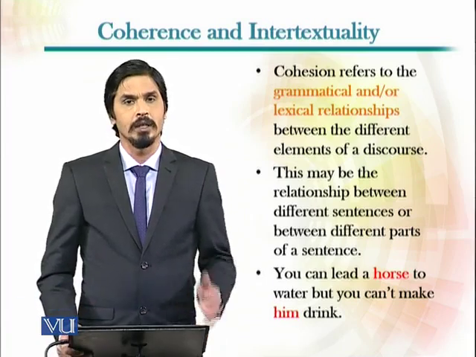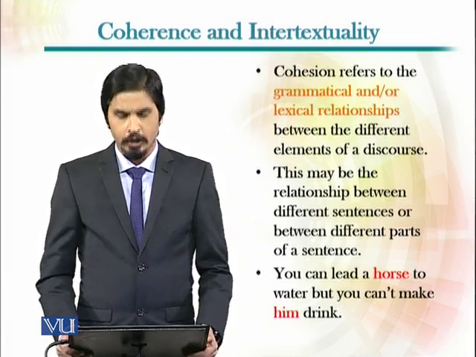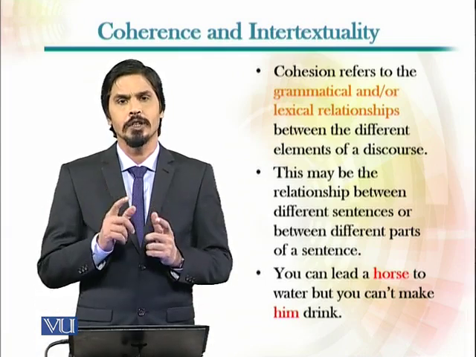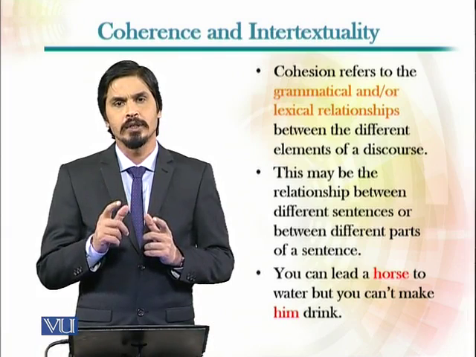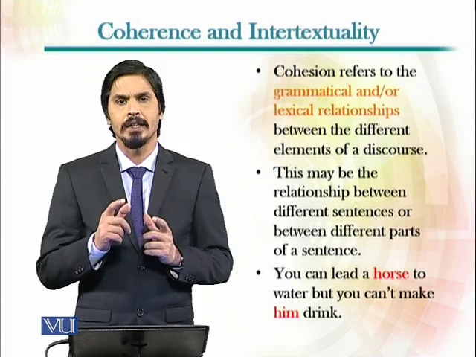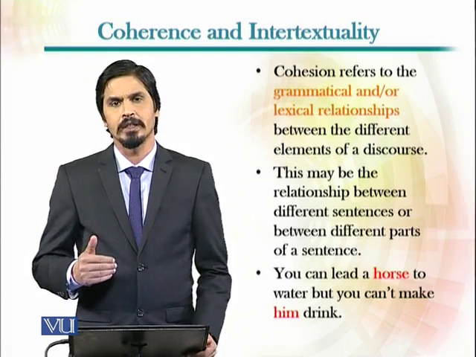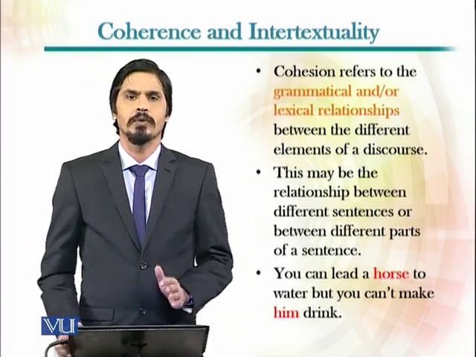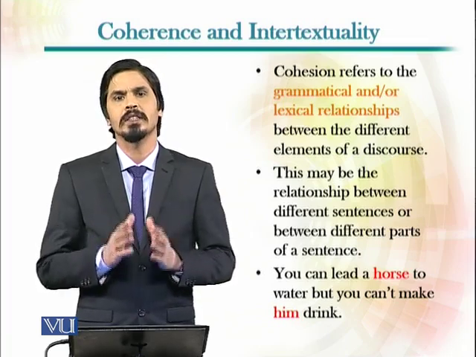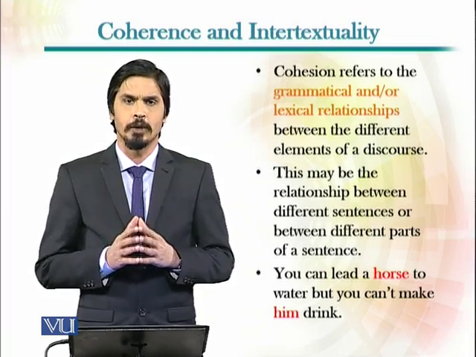For example, we look at the sentence in front of you, which is at the bottom. You can lead a horse to water, but you cannot make him drink. There is a connection between the words in red, the words which are highlighted as horse and him. So him is replacing horse in the second part of the sentence, and therefore there is a connection between horse and him, and we need to understand this connection in order to figure out the meaning of this sentence properly.